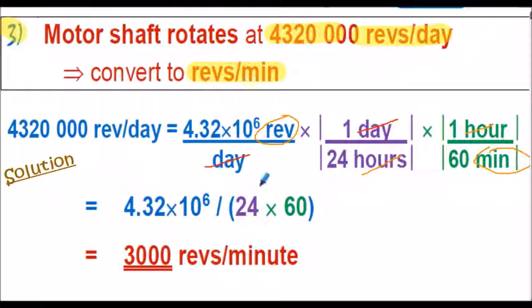So the calculation, 4.32 times 10 to the 6, that's my 4,320,000, divided by 24 and divided by 60. Notice how I've input that into my calculator. I've put the denominator here in a bracket. So I am dividing the 4.32 times 10 to the 6 by 24 and then by 60. That evaluates to 3,000 revolutions per minute, which makes much more sense to our customer.